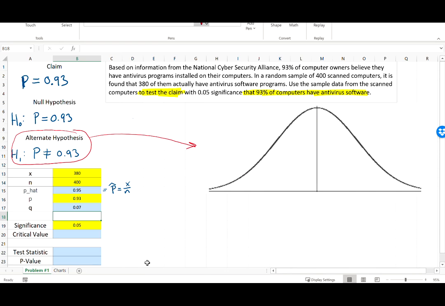So we know that our critical region is split halfway, half in each of the two tails. There's a critical value here, and there's a critical value here. The area of that critical region combined between the two tails is alpha. That's the significance. And so the area of each tail would be half of alpha.